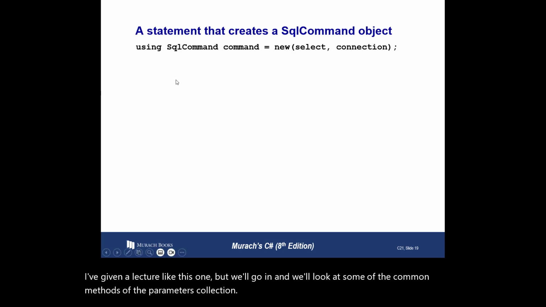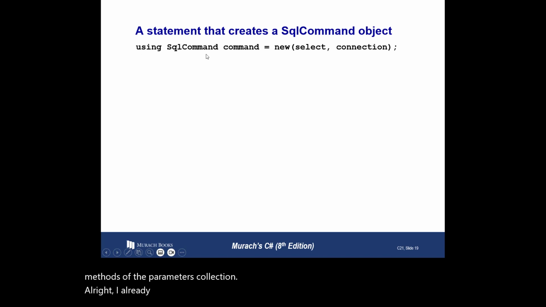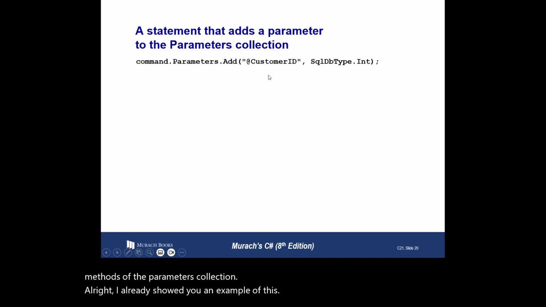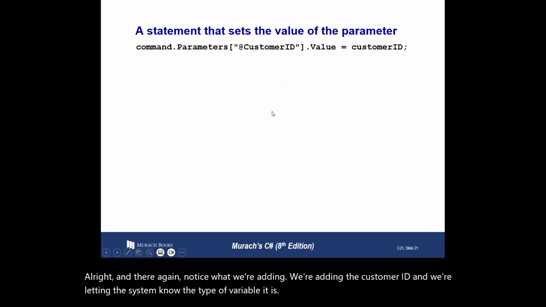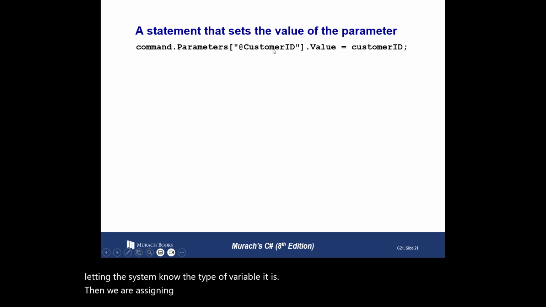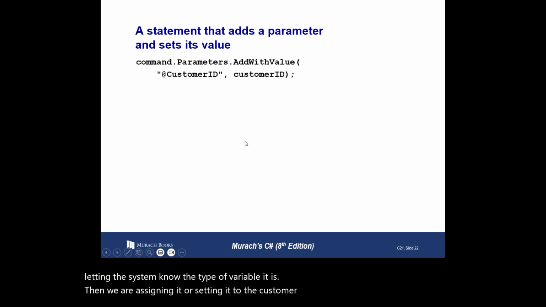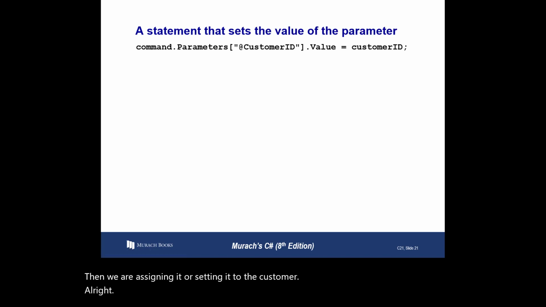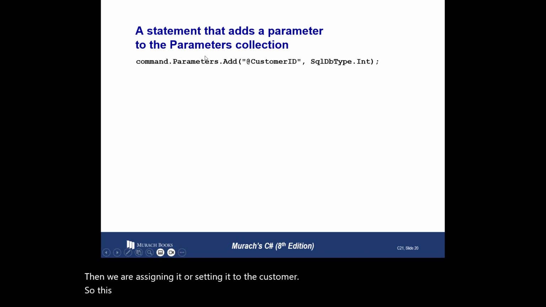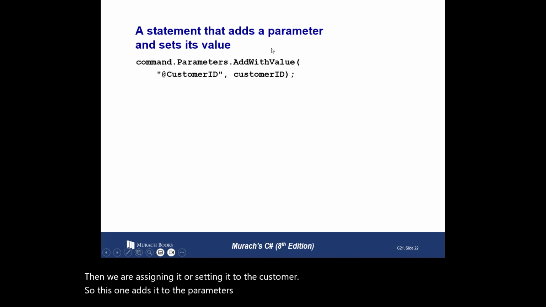I already showed you an example of this. And there, again, notice what we're adding. We're adding the customer ID, and we're letting the system know the type of variable it is. Then we are assigning it or setting it to the customer ID. So this one adds it to the parameters collection. This one sets the value. This one does both of them together.